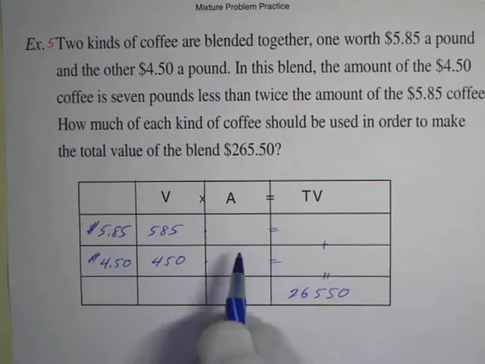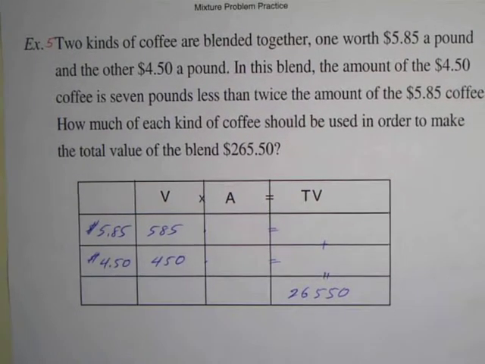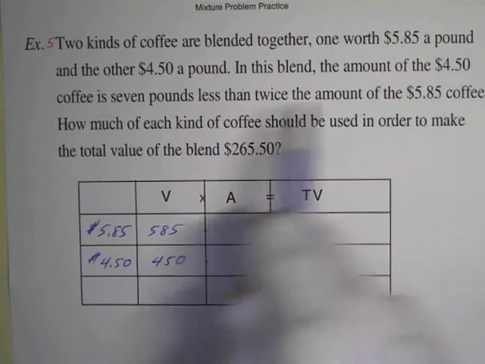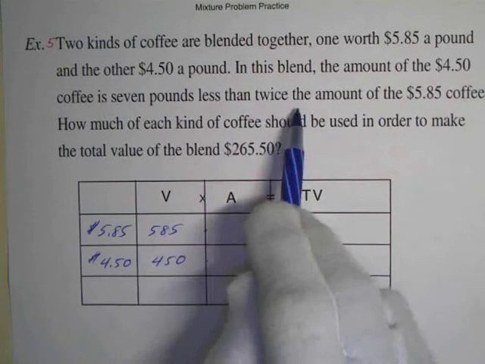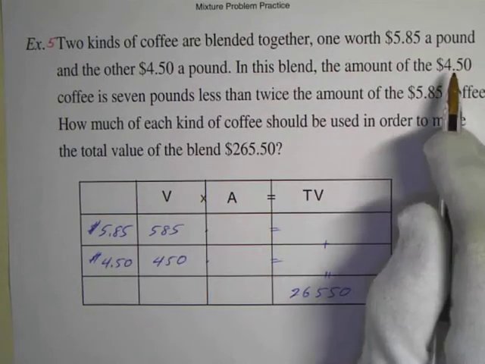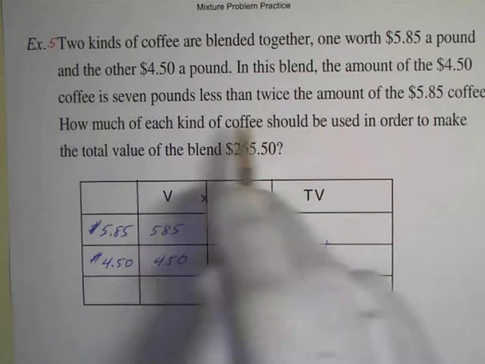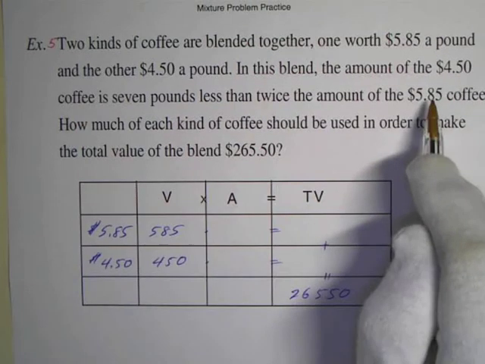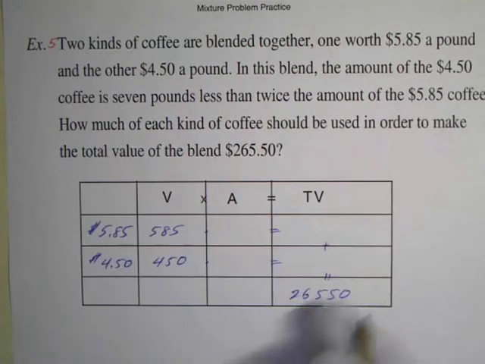Now we have to figure out the amounts. Now you have to go back and read the problem. It says the amount of the 450 coffee is 7 pounds less than twice the amount of the 585 coffee. So if I know the 585 coffee, I can find the 450. In other words, the amount of the 450 coffee is in terms of the 585 coffee. So watch out, this might throw you off.